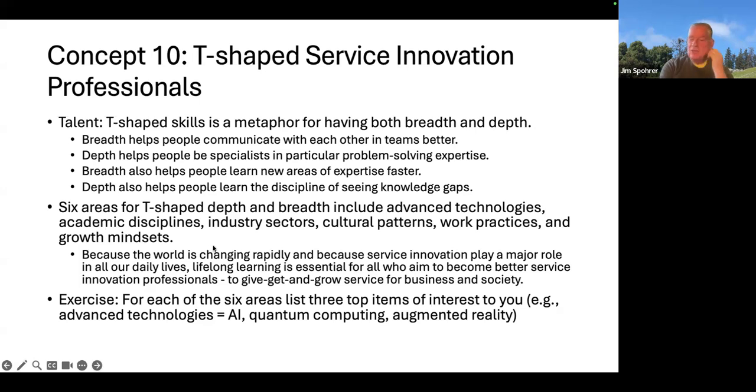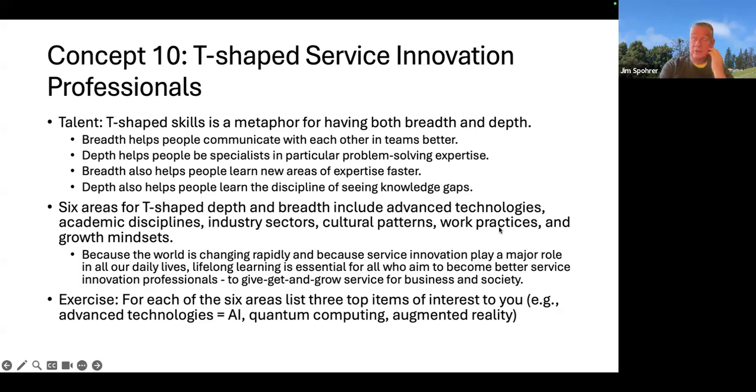And there are 6 areas of T-shaped depth and breadth. One area is advanced technologies, like artificial intelligence. Then academic disciplines, like the business school and the engineering school that look at service. Social sciences, industry sectors, already talked about: government, medicine, education, finance. And cultural patterns. For example, financial services are different in a Japanese culture or Middle East culture versus the US or Europe.